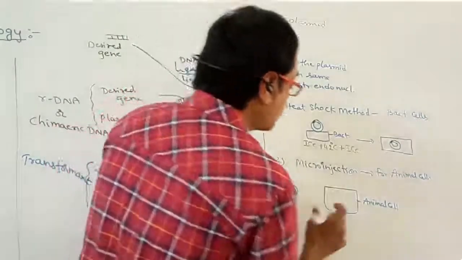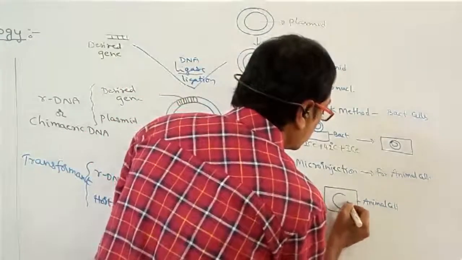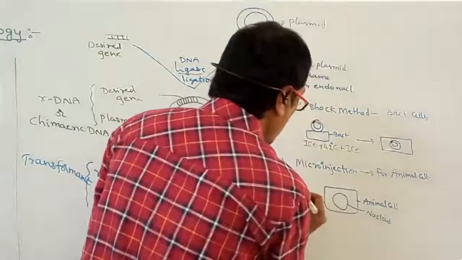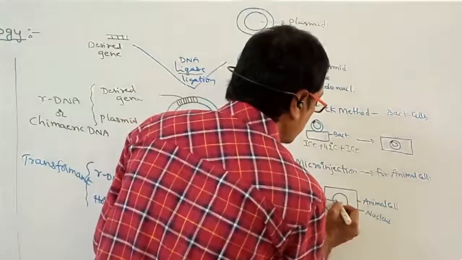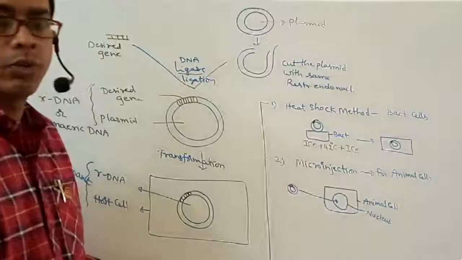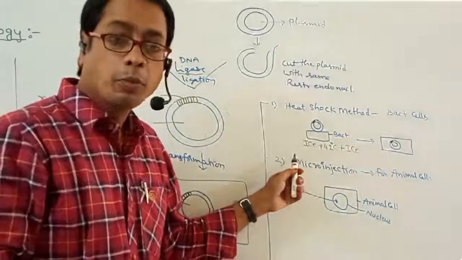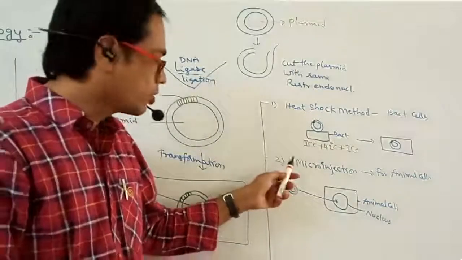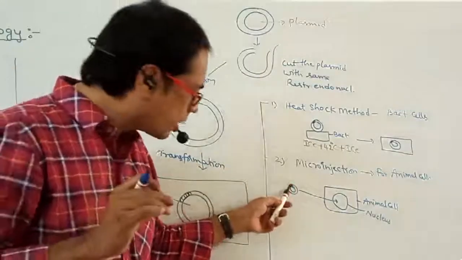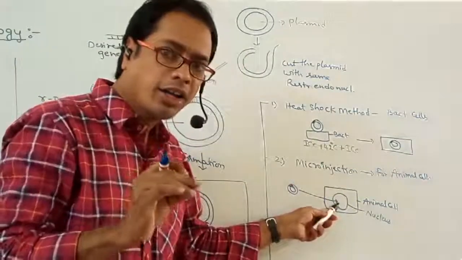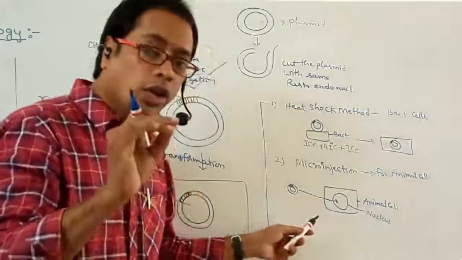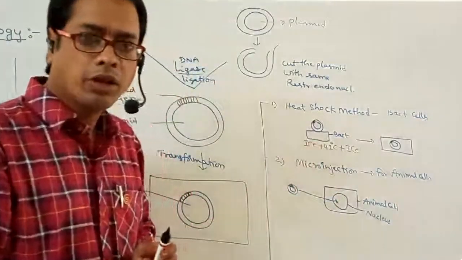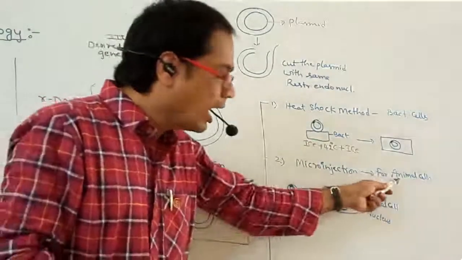Okay, and this is the nucleus. So the rDNA is introduced into the nucleus of an animal cell. This is so-called microinjection. What is that? Microinjection. That is, rDNA is introduced into the nucleus of an animal cell. That is so-called microinjection. Microinjection can be applicable for animal cells.